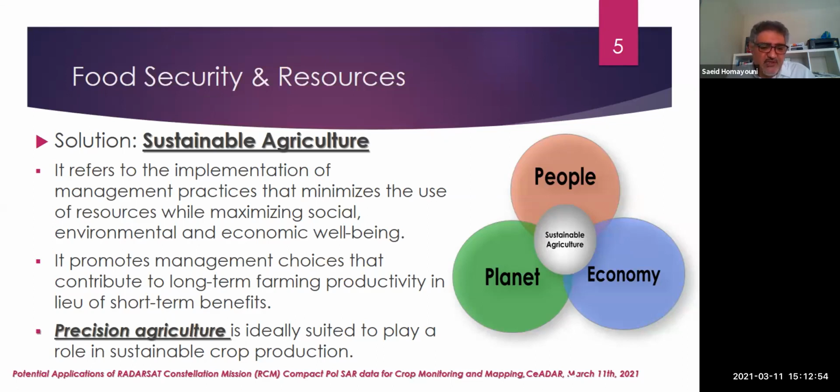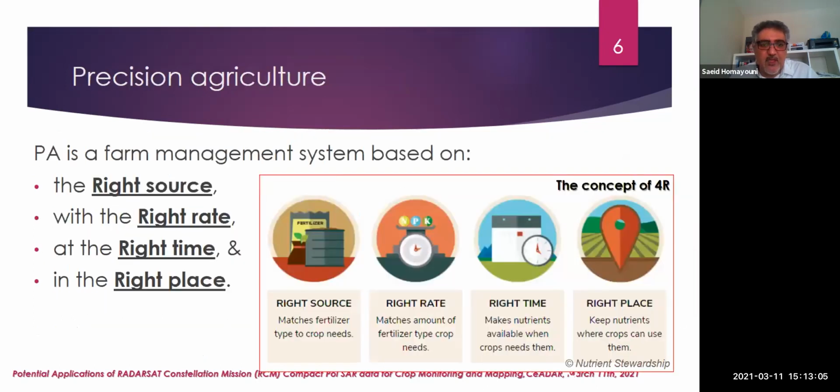The solution and the tools here can be precision agriculture, which can help us reach the goals and objectives of sustainable agriculture. As you know, precision agriculture is a farm management system based on the right source, with the right rate, at the right time, and in the right place. So you can see 4 Rs in that, and these can be logically connected to the accuracy and to the good quantity of things. And the last one, right place, is something that falls in the field of geomatics and remote sensing, that we need to know exactly our parcel and our field.